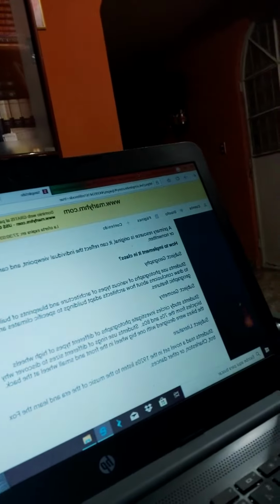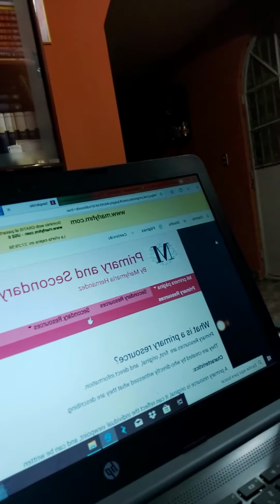And we have here the secondary sources. And here it says that the secondary sources describe, summarize, and or discuss information or details originally presented in another source, meaning that in most cases the author didn't participate in the event. They find the information and then they talk about it.